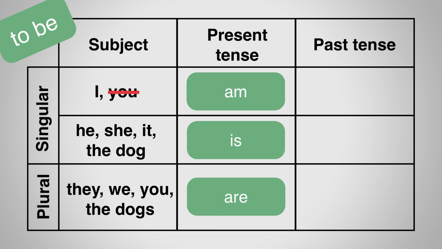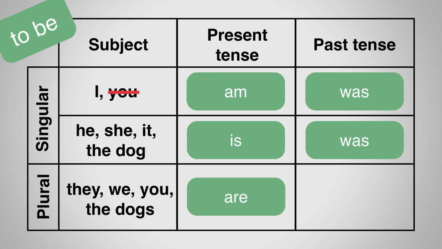Let's check the past tense. I was, he was, she was, it was, the dog was. You were, they were, we were, the dogs were. So this time I is followed by was, which is the same verb form that follows he, she, it, or a singular noun. You may have noticed that you has been crossed out as a singular subject.